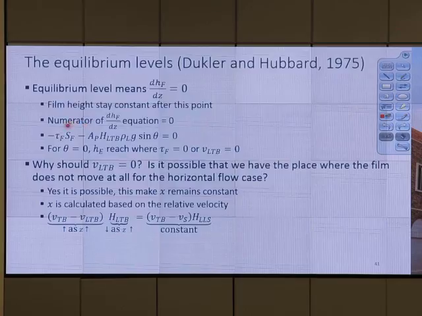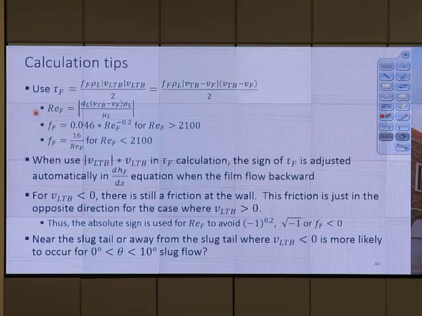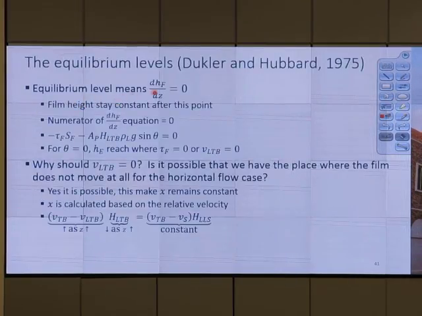Tau f minus something. You still remember Dukler Hubbard? What is the top part? Dukler Hubbard equation. This one. Remember this one that we derived? Use Leibniz rule and do everything. We get this equation, right? Yes? Sweta? Yes? Okay. So we talk about equilibrium level.